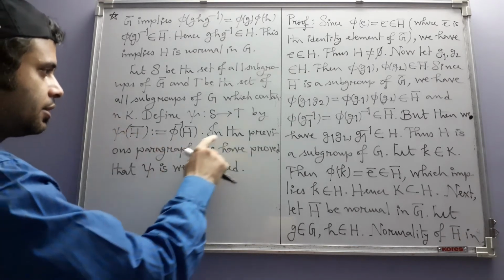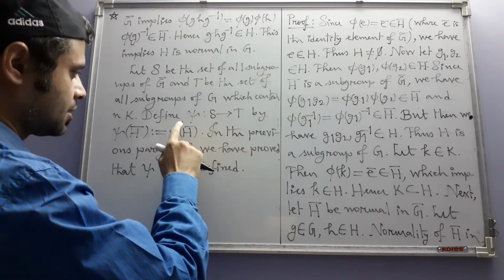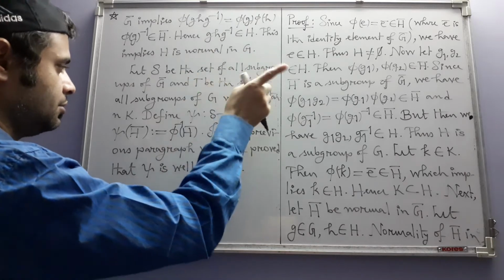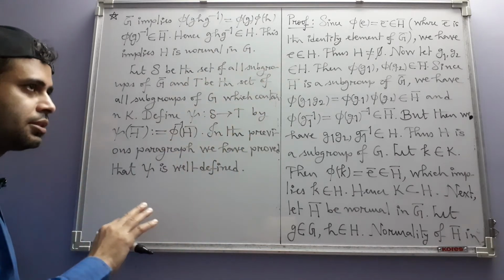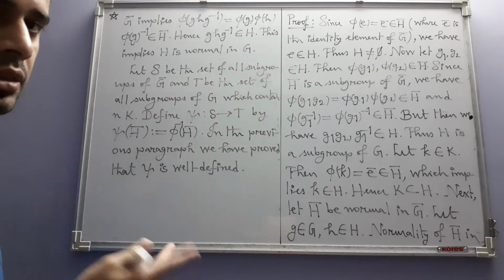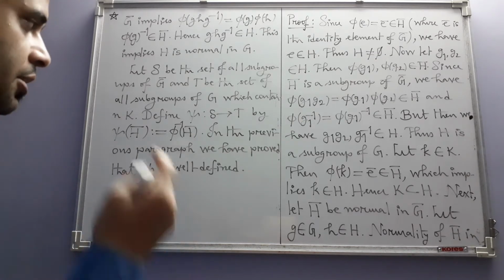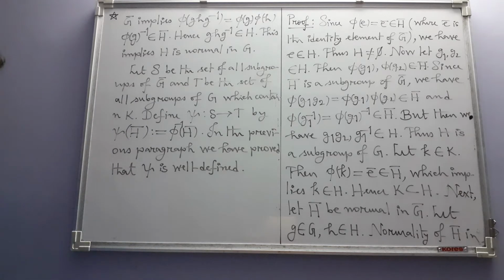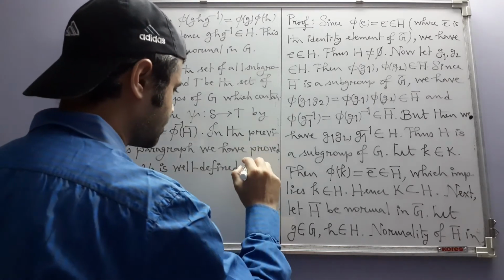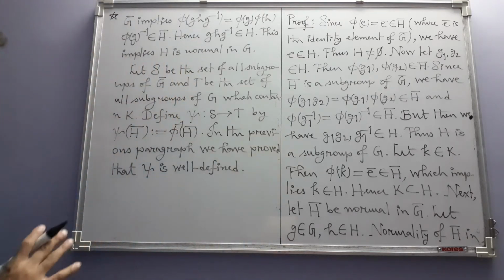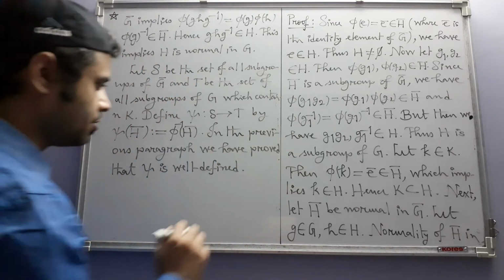Moreover, for a given subgroup H bar of G, its inverse image under phi is unique. There is nothing like two inverse images or three inverse images under the same function. It's unique. So that's why psi is a well-defined function. Now we will show that psi is both one-to-one and onto.